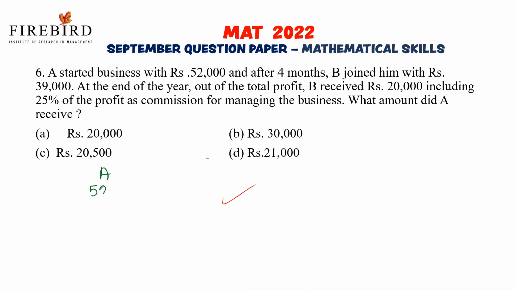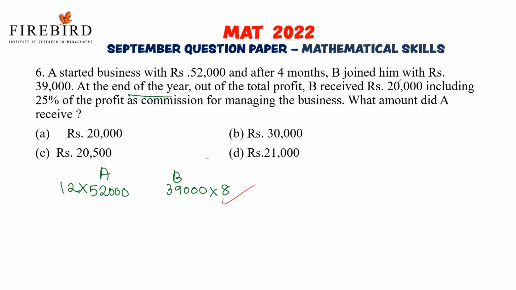A started his business with 52,000 and B after 4 months joined him with 39,000. Next, they are saying that at the end of the 1 year. Then I'll guess that A has invested for 12 months and B has invested for 8 months, because only after 4 months B has joined the game, right? Now, B received 20,000 including 25% of the profit as commission for managing the business.